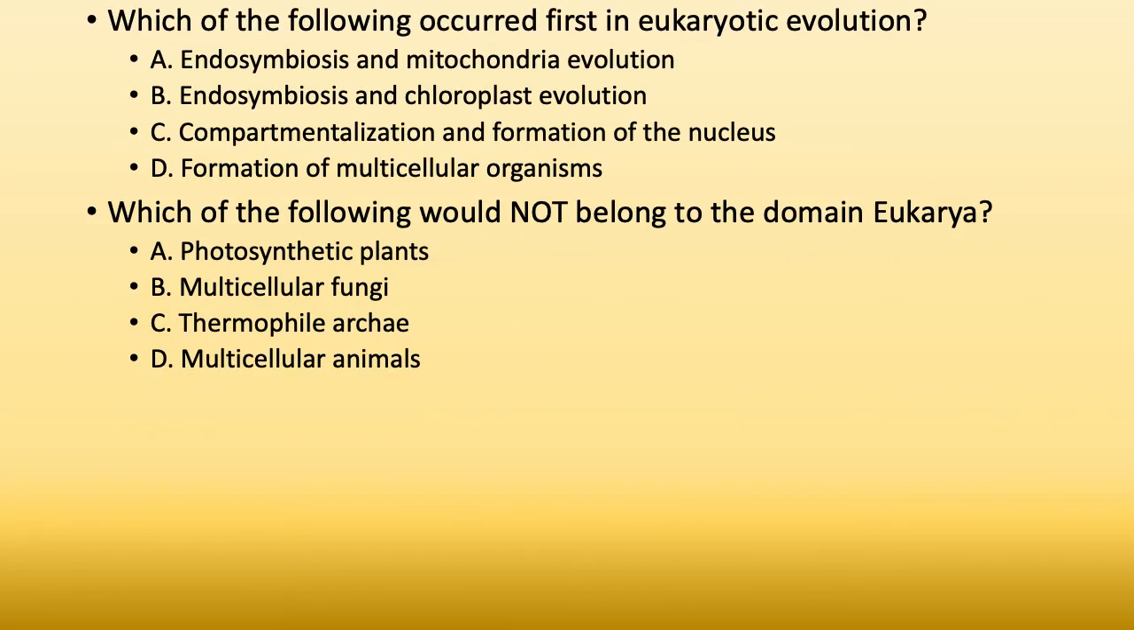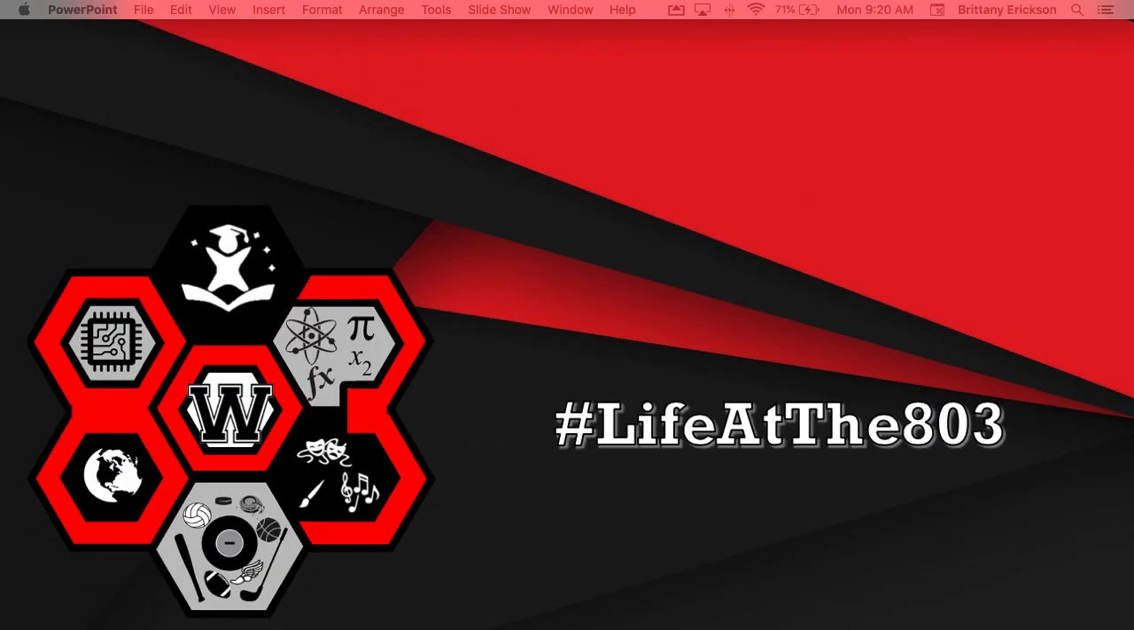Final slide. Which of the following occurred first in eukaryotic evolution? It's C. And then which of the following would not belong to the domain Eukarya? Which means eu, nucleus. C. It's C. Okay. Can you go back to 26.5C for a second?